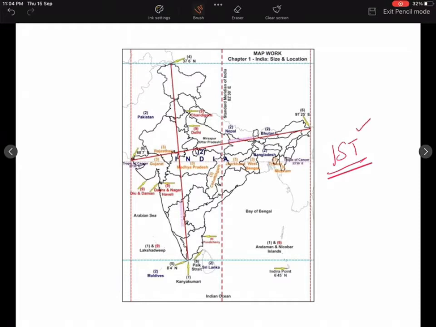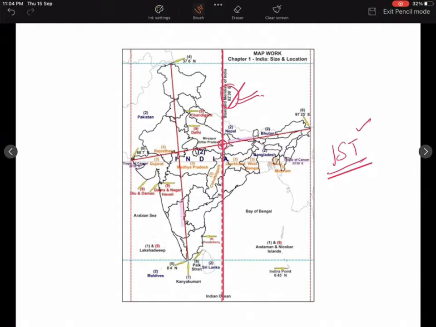I have discussed GMT in the class, so I don't think I need to explain that right now. Let's see which city the IST passes through. It is Mirzapur in Uttar Pradesh. That's why you have to plot it that way, and the degree of it is 82 degree 30 minute east. I hope the things are clear to you now.